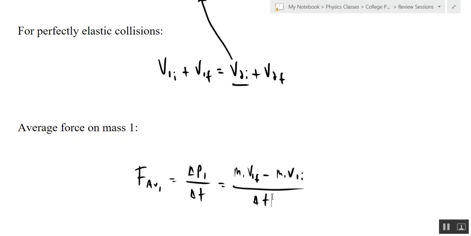Anyhow, you plug in the mass, V1F, which is given, and V1I, which is given. You just need the mass to figure out the average force. It could be a negative number, but you're just finding the amount of it, so you don't care if it turns out to be negative. You ignore the sign because it's just the amount of the force. All right. Does that make sense?